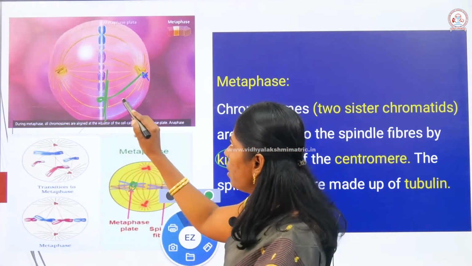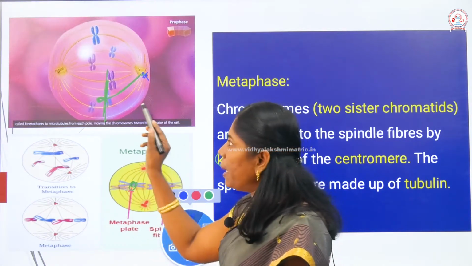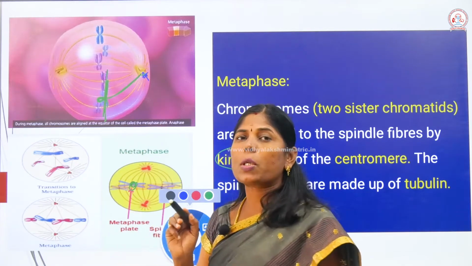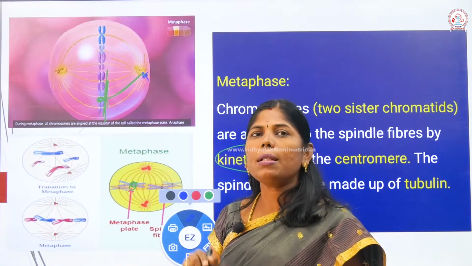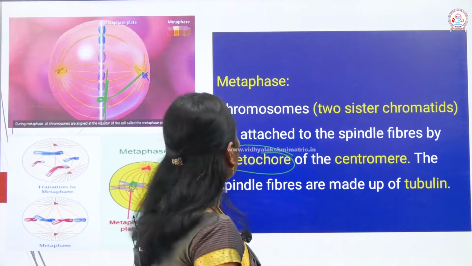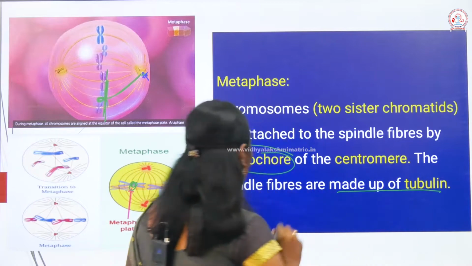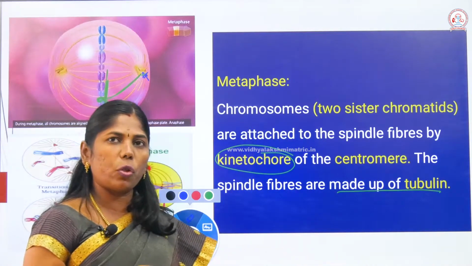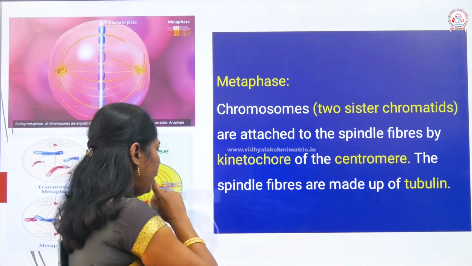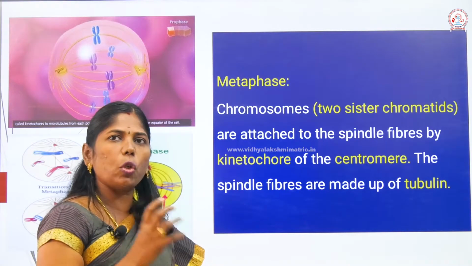Okay, now there is a positive end and a negative end. What is the reason the spindle fiber is attached here? Because of the presence of the kinetochore in the centromere. The spindle fibers are made up of tubulin. Already I said the spindle fibers are made up of tubulin and RNA, and most of the ratio is tubulin.